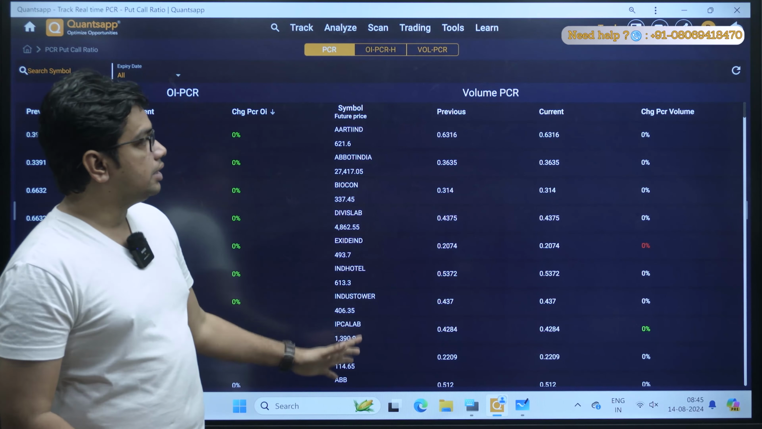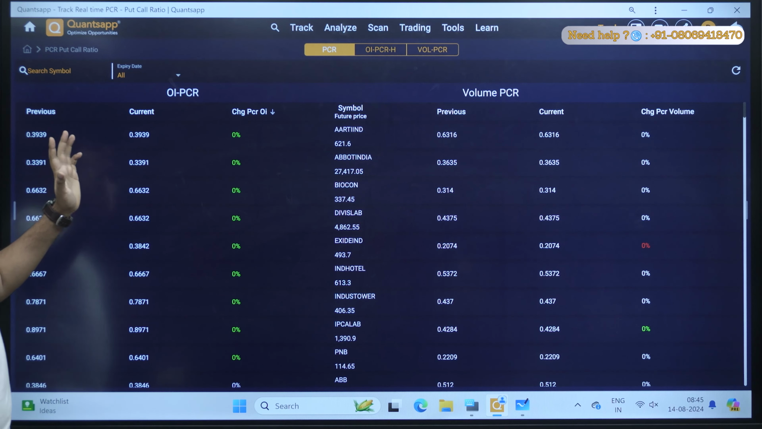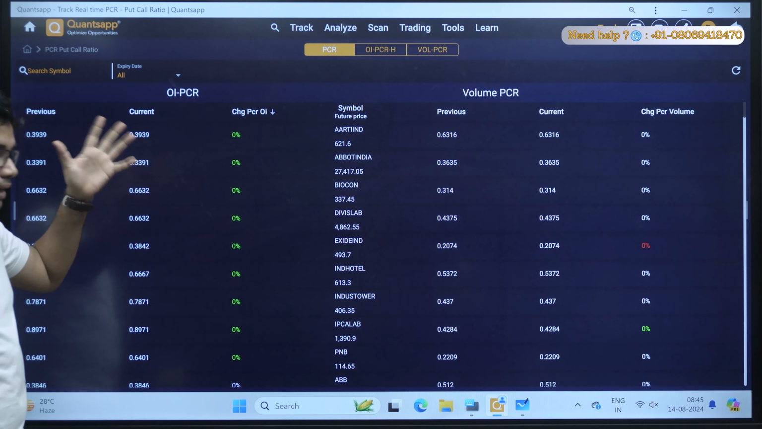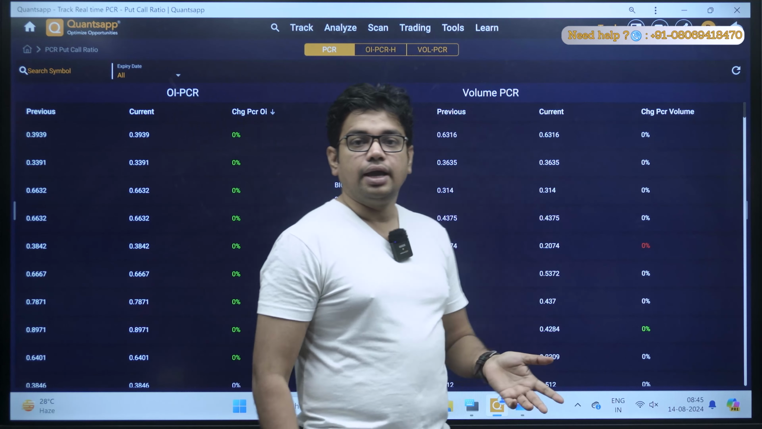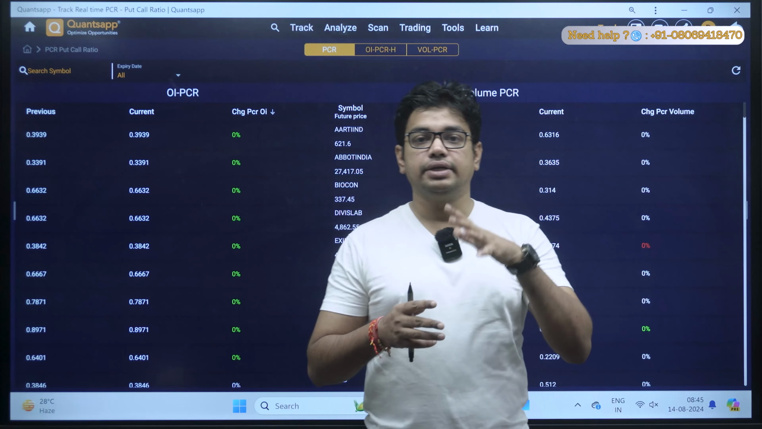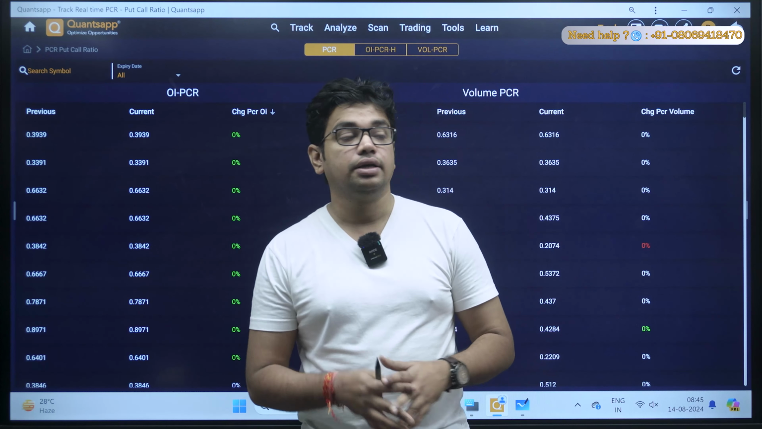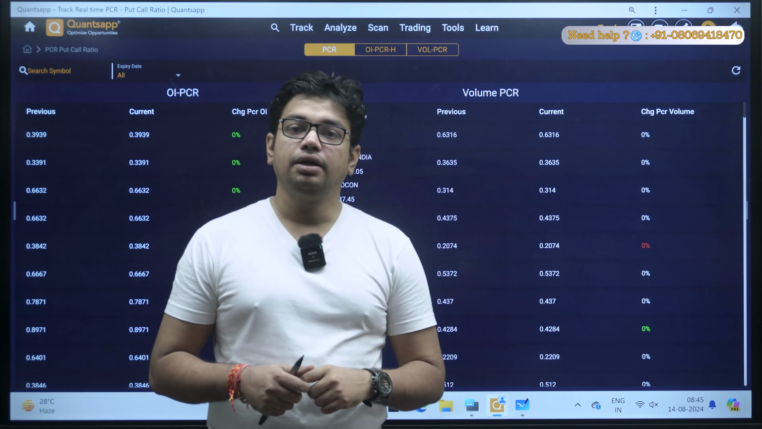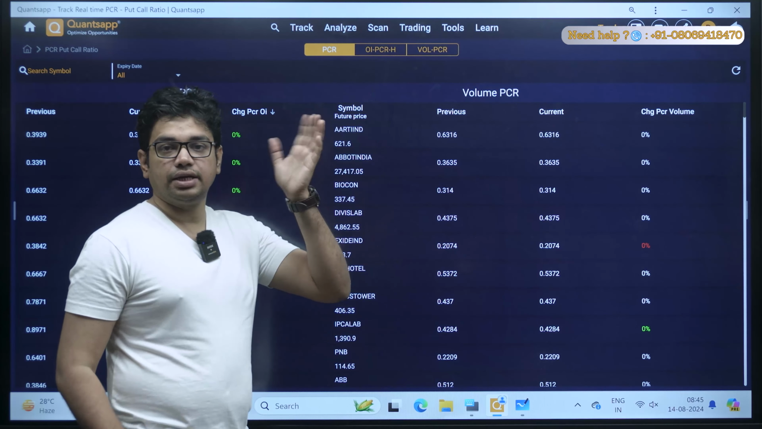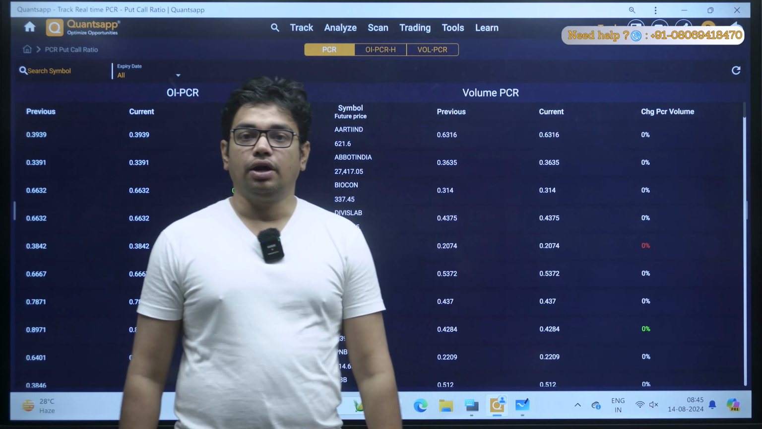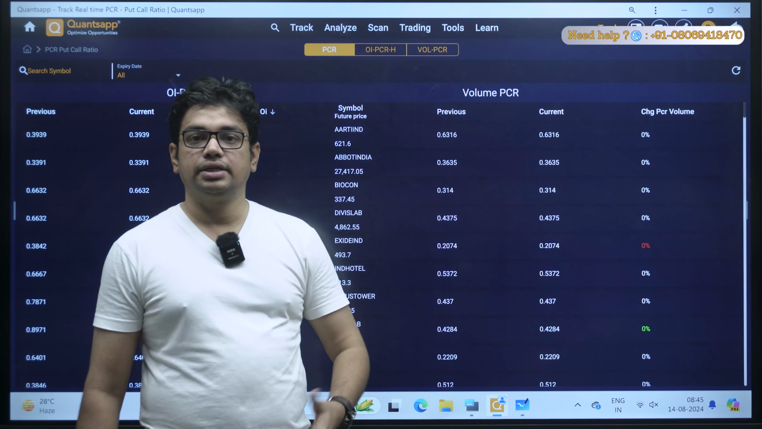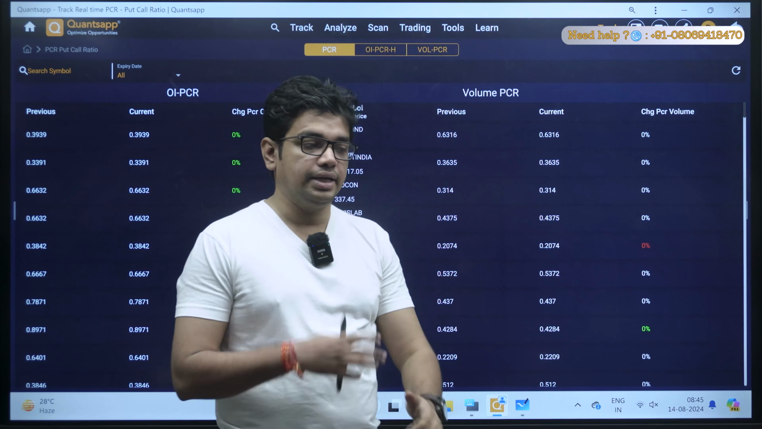Similarly, the volume PCR is exactly opposite. When the OI PCR moves up and price increases along with it, there is an uptrend. When the OI PCR moves down and price also decreases, there is a downtrend. The volume PCR is exactly opposite, because it is inversely proportional to the price. If the volume PCR increases, the price decreases, which shows a downtrend, and if the volume PCR decreases, the price increases, which shows an uptrend. Exactly opposite.